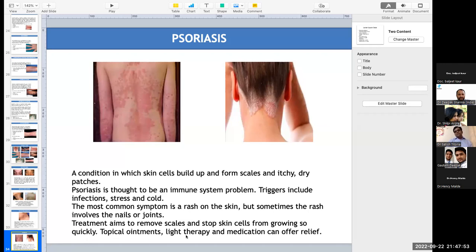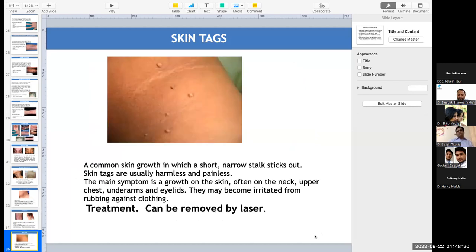Topical ointment, light therapy and medication can offer a good result. But if it is extensive, we usually give other immunosuppressives like biologicals, cyclosporine, methotrexate. It depends. If it's a severe psoriasis, we give the immunosuppressive. If it is mild, with few patches, we can control it with the topical ointments only.